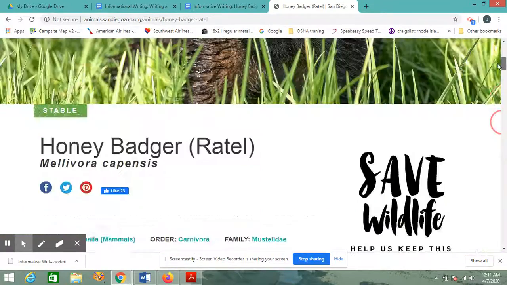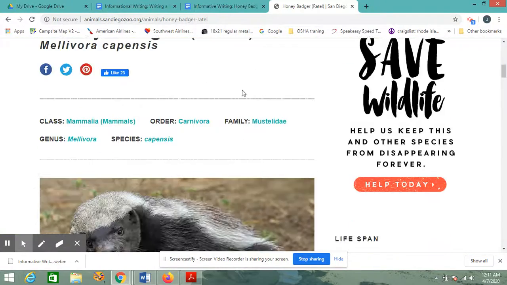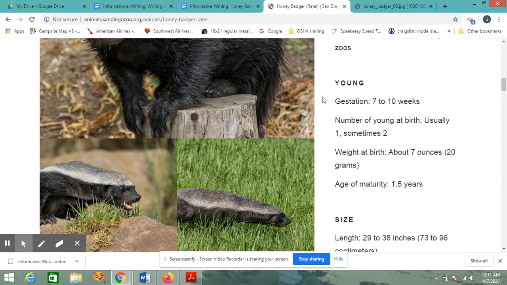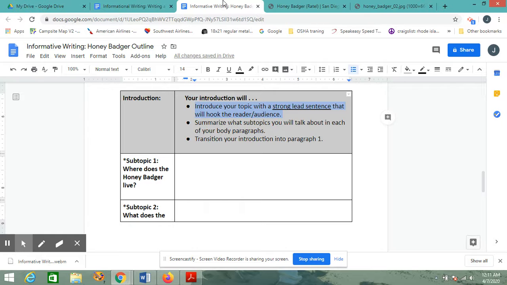But the article we read yesterday is from the San Diego Zoo. There's a video of the San Diego Zoo, of the honey badger they have there. So I'm going to give you guys that video too. It's going to give you a little more information about the honey badger, and that way you'll have something more to talk about, so you can actually see one moving around and stuff.